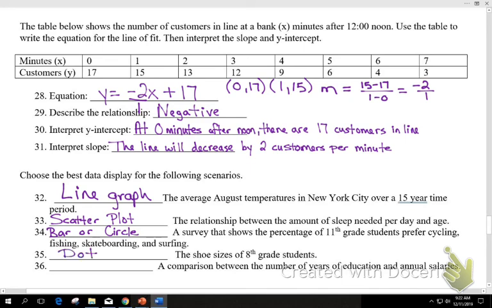All right, what about 36? Anybody on 36? I'm sorry, I keep forgetting that the numbers are different. The very last one. Why would you say scatter plot? It's a comparison. So guys, that's the gimme right there, the comparison and relationship.